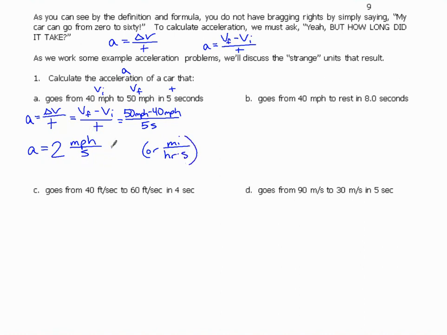So what this miles per hour per second is telling us is that every 1 second, the speed of this car is increasing by 2 miles per hour. So after 1 second it has increased by 2 miles per hour. 1 second later, it has increased by another 2 miles per hour, and so on over the duration of this 5 seconds.